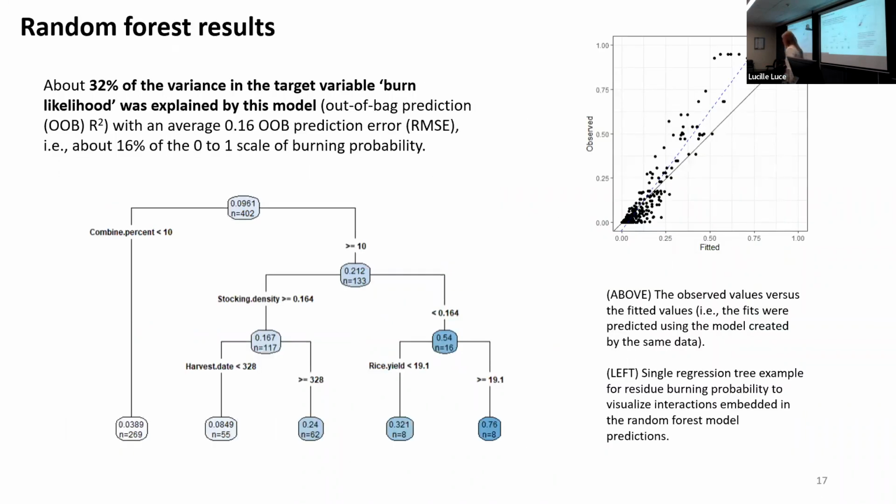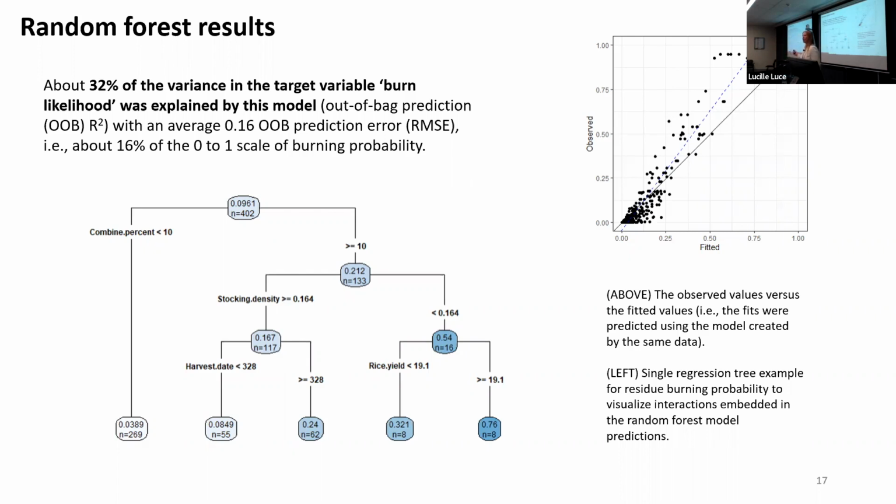So for the random forest results, our model explained 32% of the variance. The model explained 32%, which is fairly low. And considering how we came up with our target value, we also know that we're probably missing some things that are happening in the landscape that weren't included as predictors in our model. But I have one single regression tree. Remember, random forest has multiple trees.